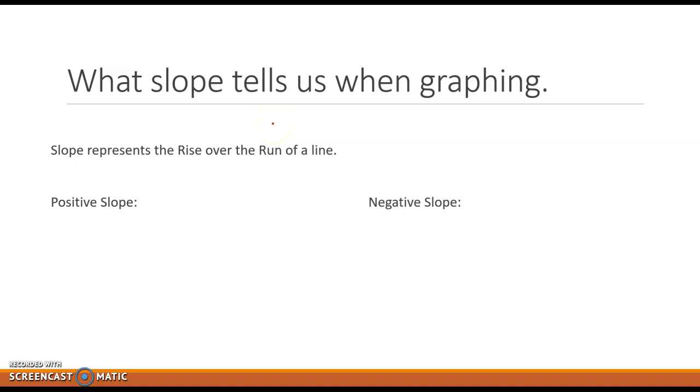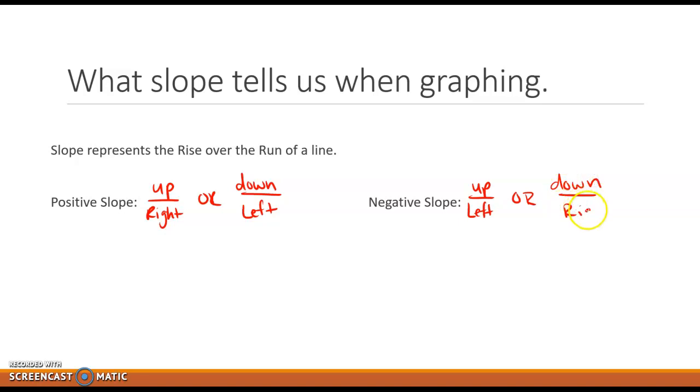So if we remember that for a positive slope, we would go either up and right, because those are both positive moves, or down and left. Now, why down and left? Because that's a negative negative, and two negatives make a positive. So then for a negative slope, we just need one negative move, one positive move, and so we can go up and left, or my favorite, which is down and right. Those are the types of moves that we can make that are going to be negative or positive.